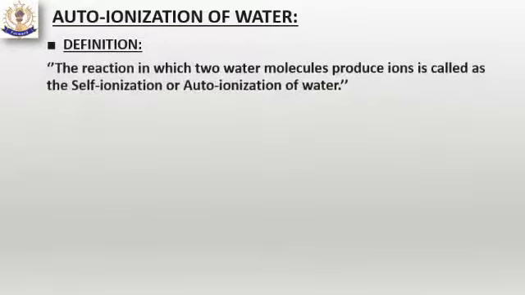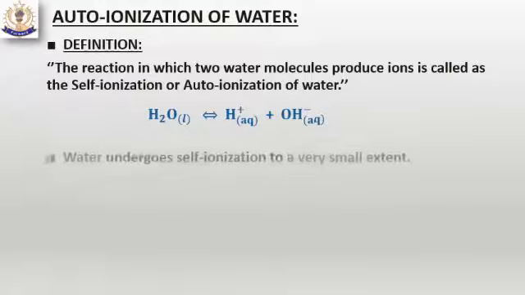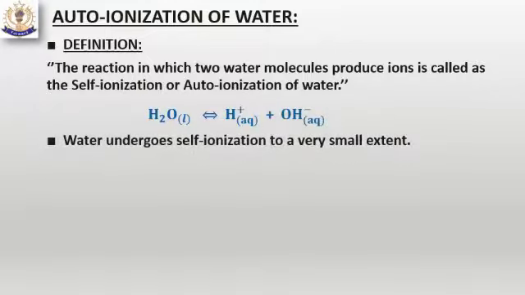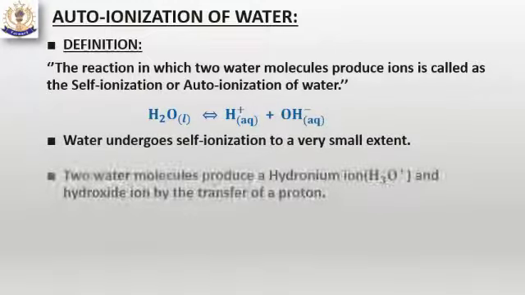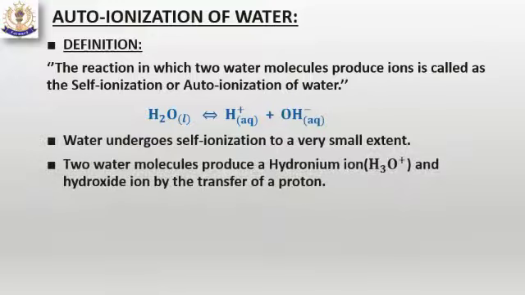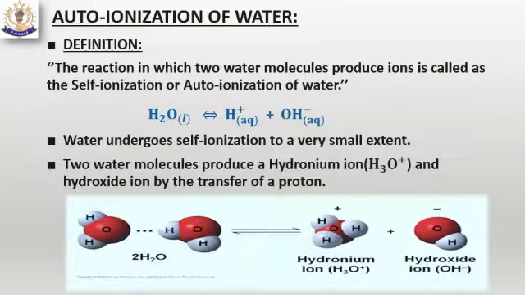Definition of autoionization of water. The reaction in which two water molecules produce ions is called self-ionization or autoionization of water. A single water molecule ionizes as follows. A single water molecule gives H plus and OH minus ions. Water undergoes self-ionization to a very small extent. And two water molecules, when they react together, produce a hydronium ion and hydroxide ion by the transfer of a proton, which I have explained to you in the previous slide.